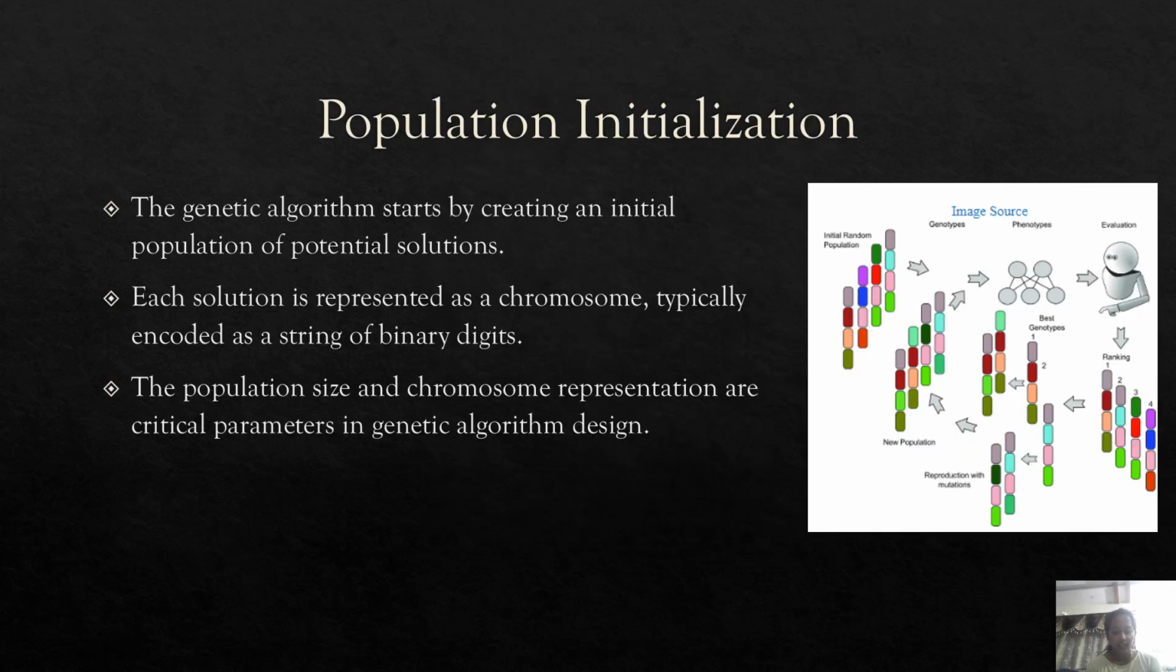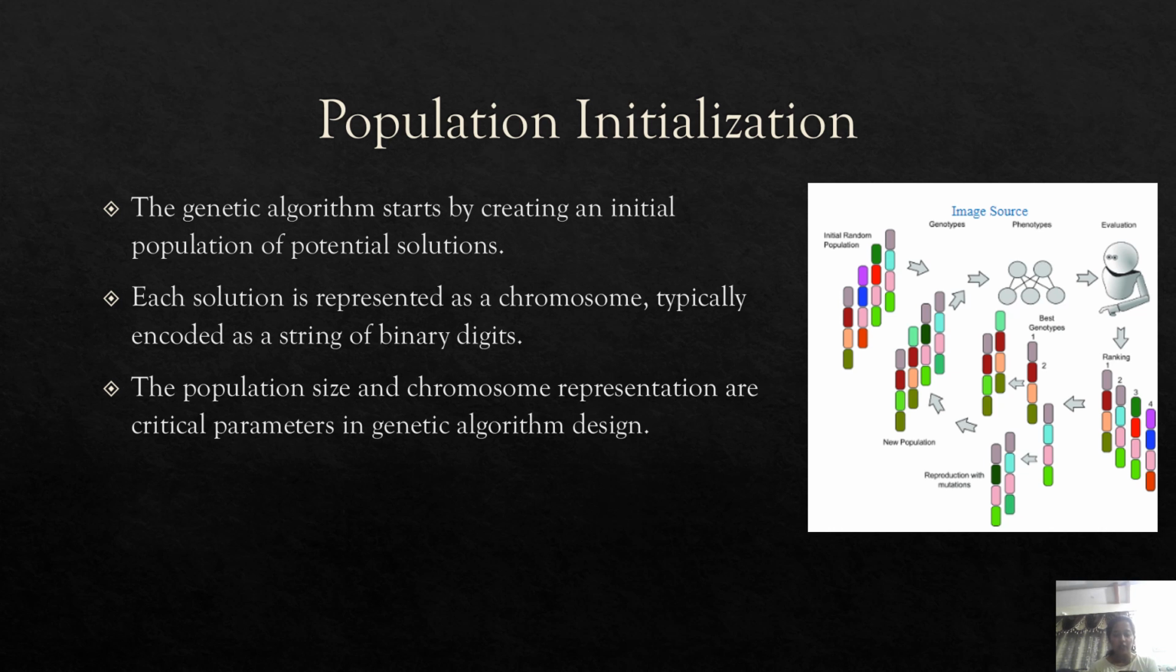Population initialization. Population initialization is the first step in a genetic algorithm, where an initial set of potential solutions to the optimization problem is created. Here is how population initialization typically works. Population size. The first consideration is determining the size of the population, which is the number of individuals that will be generated. The population size can vary depending on the problem complexity and computational resources available.